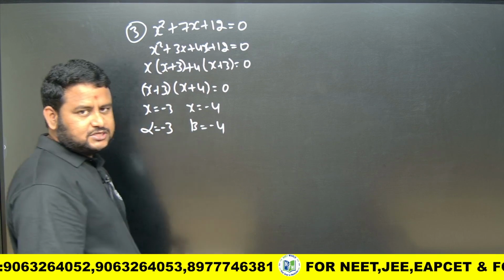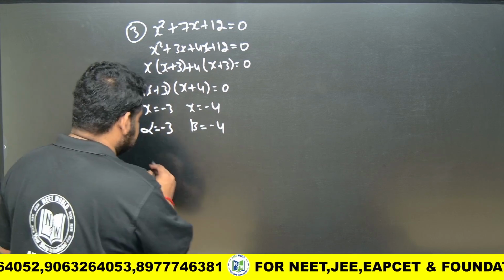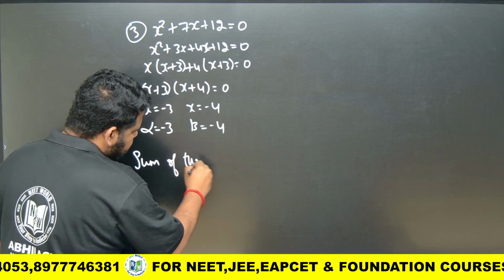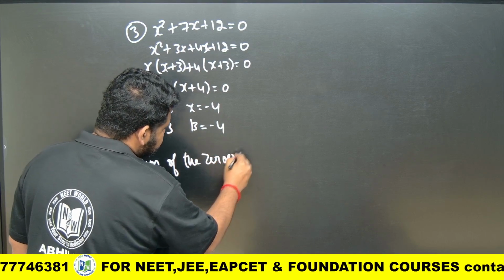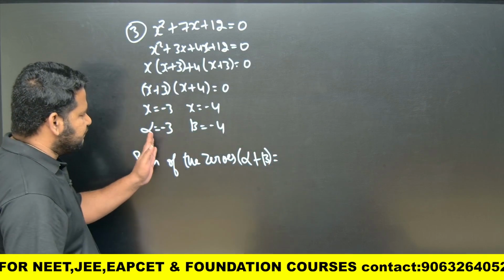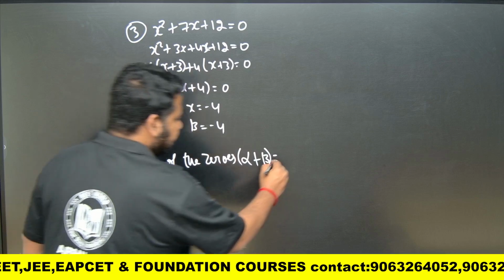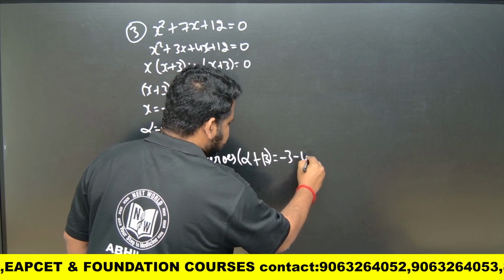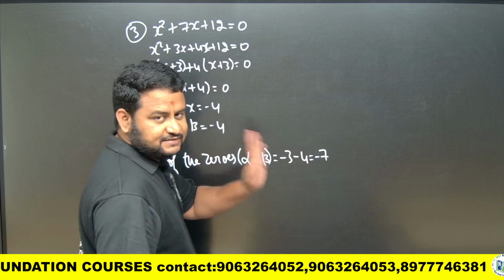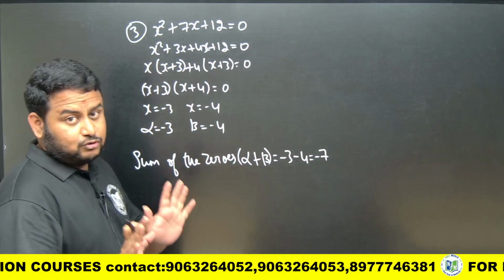Now relation between zeros and coefficients, let us use the direct method. Sum of the zeros, alpha plus beta, that is minus 3 minus 4. Minus 3 minus 4 is minus 7, because plus into minus is minus. Got it? Please be careful while calculating, don't make mistakes.